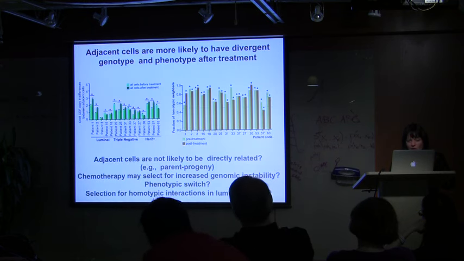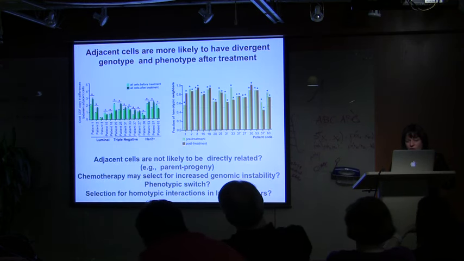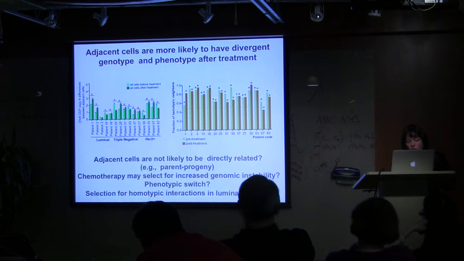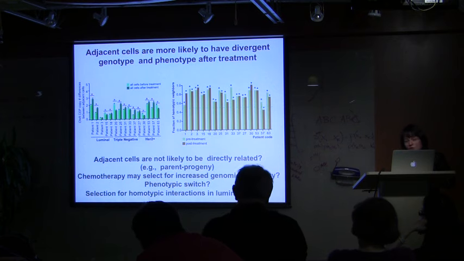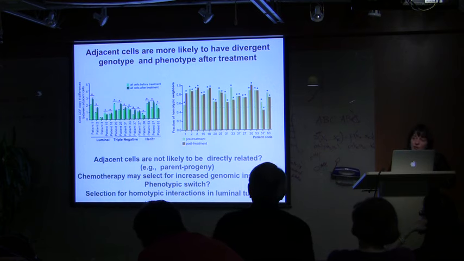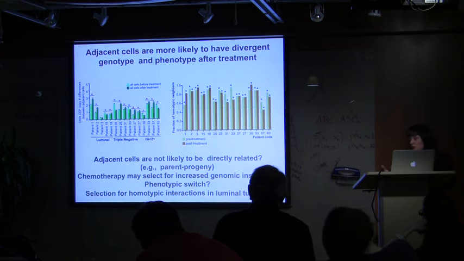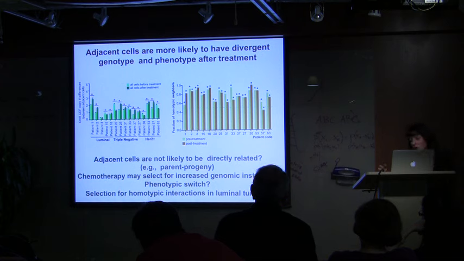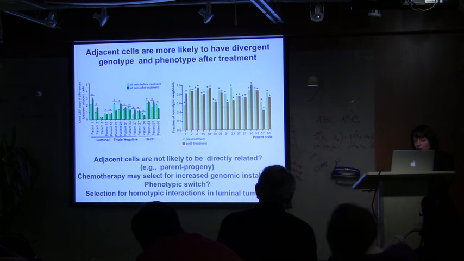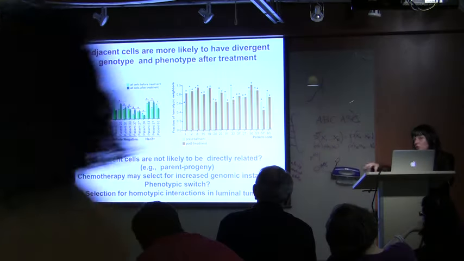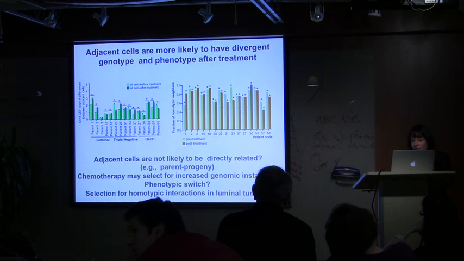And then I mentioned that we can ask questions like, are the adjacent cells related to each other genetically or phenotypically and so on. And we saw some interesting differences, such as neighboring cells tend to be genetically divergent after treatment and phenotypically more related after treatment. We don't always know exactly what it means, but it is an observation. It could mean that you're increasing genetic instability with the treatment, or that the cells migrate within a tumor and they seem to be more diverse.